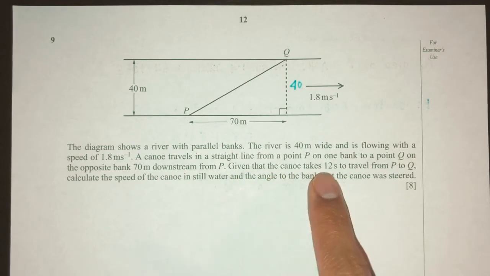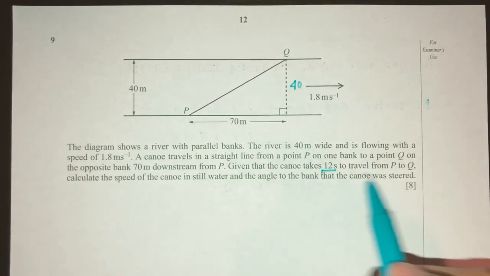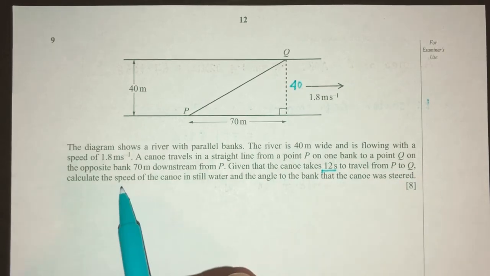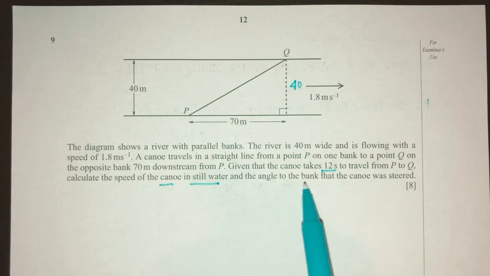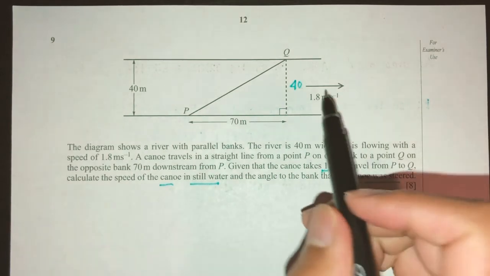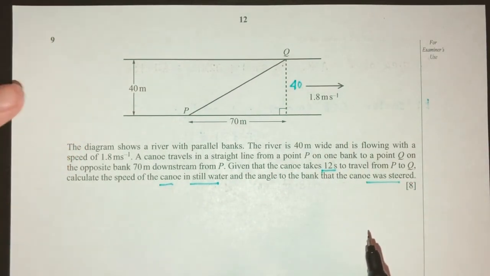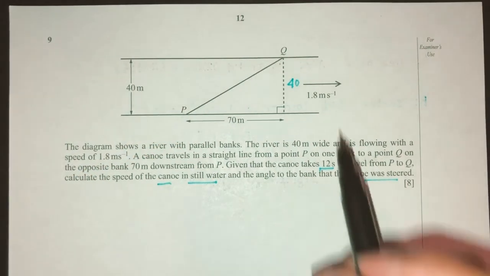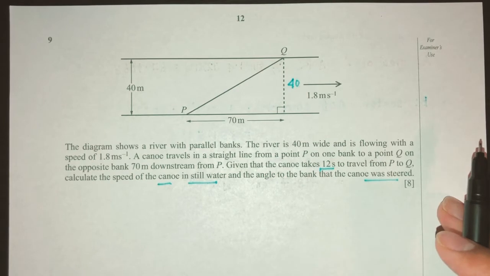Given that the canoe takes 12 seconds, so that is very important here, to travel from P to Q, calculate the speed of the canoe in still water and the angle to the bank that the canoe was steered. So here the main point is this 12 seconds and the speed of the river. If you are pushed by the river in this direction, at this speed, for this much time, what is the distance you will be pushed?